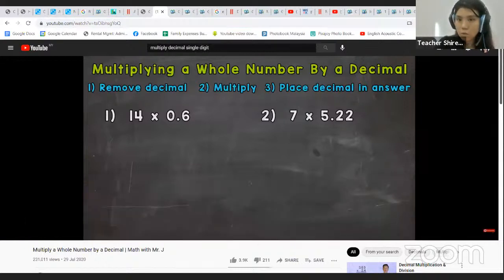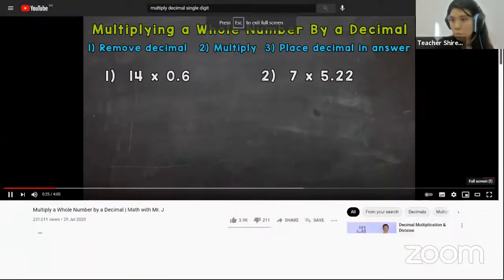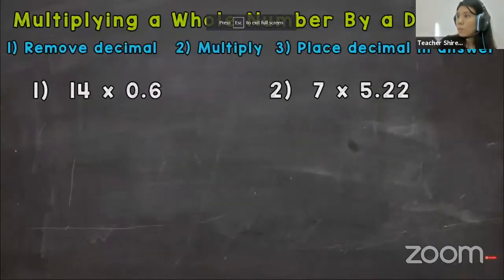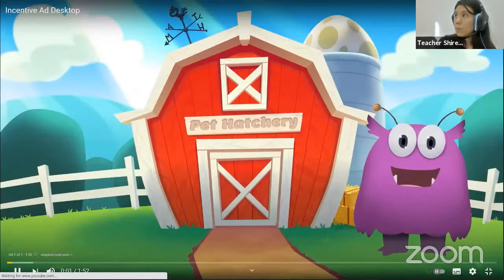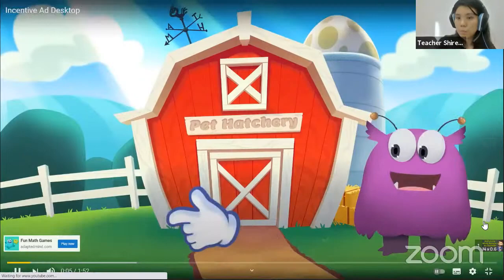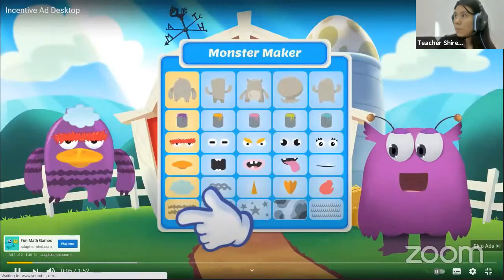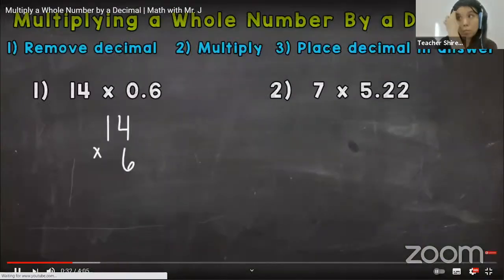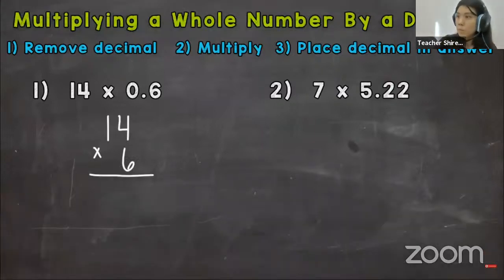Step 1 says remove any decimals within that problem, and we're going to rewrite the problem without those decimals. So let's rewrite number 1 as 14 times 6. We're removing or forgetting about any decimals. They will come into play later on in the problem though.